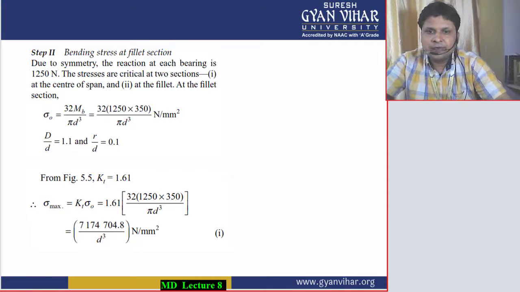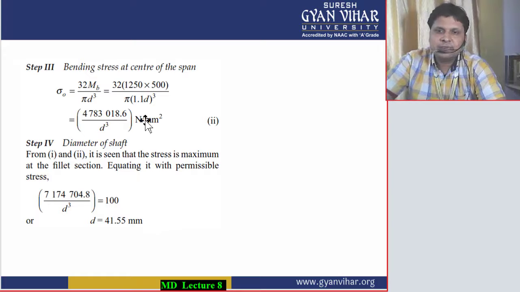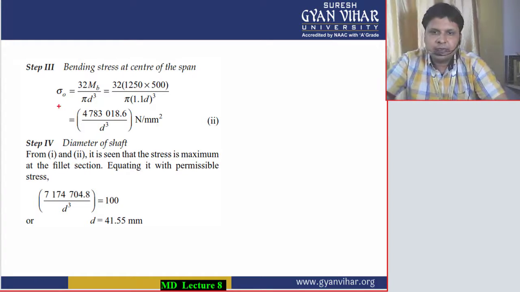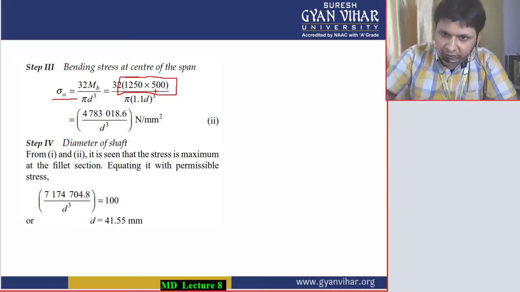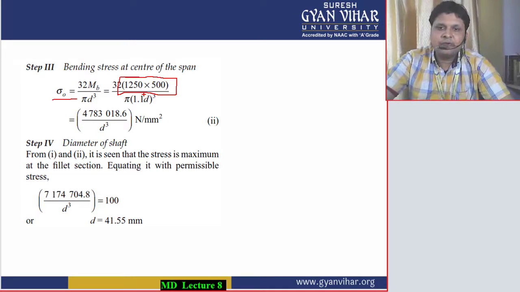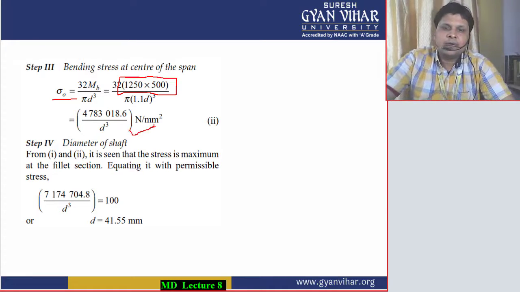Now one more step has to be done. At the center, we will also calculate the bending moment. From this, sigma naught is equal to 32 M_b upon pi d cube. At the center, how much will the bending moment be? The distance will be 500, therefore the bending moment will be 1250 into 500. From this we have calculated the bending stress at the center.